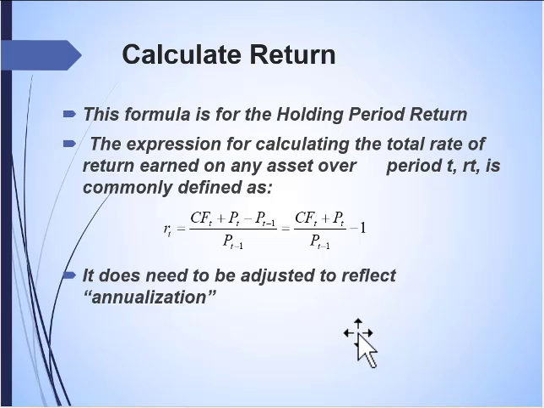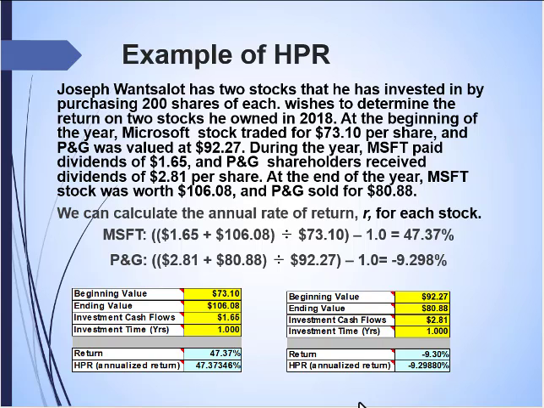So let's start talking about calculating returns. The first thing is something referred to as the holding period return. Here's our formula. It's just the cash flow plus the price at time t divided by the price at t minus 1. Another way of thinking of this is that this is the ending price and this is the beginning price, and this is the cash flow during this time frame. Now, it does need to be adjusted for annualization if you have a time period longer than a year. So let's think about how this might work in an example. We have some stocks in Microsoft and we have some stocks in P&G.